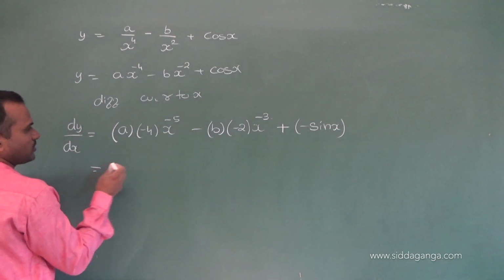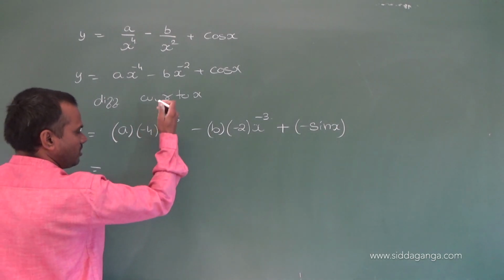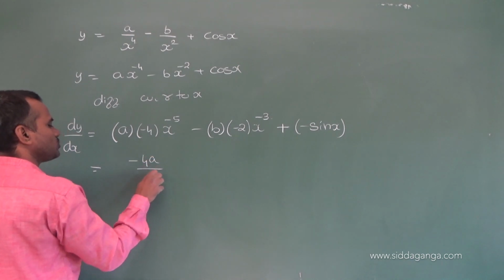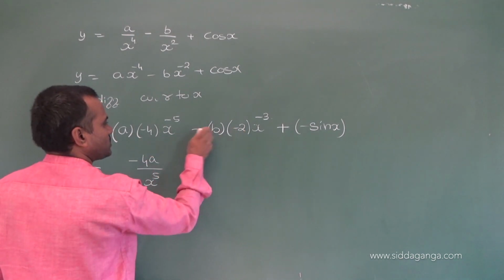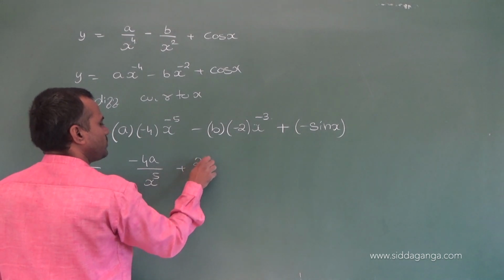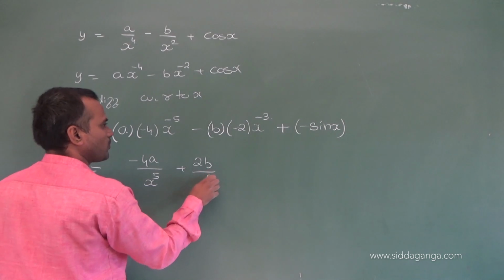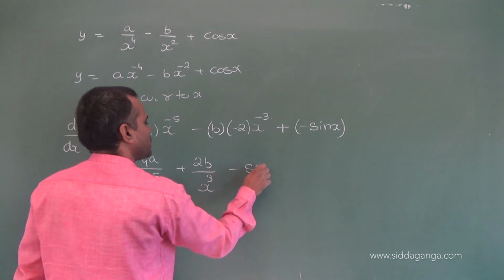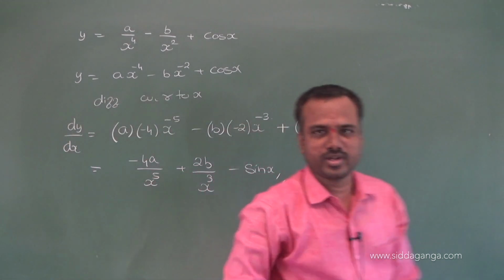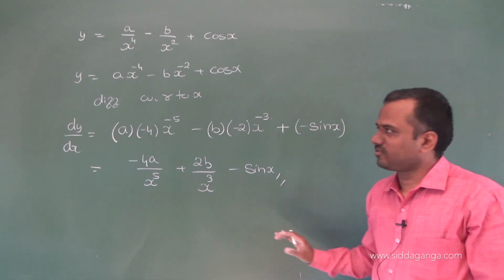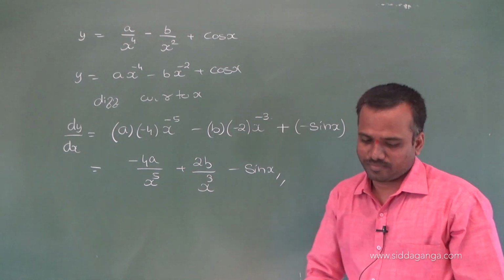Okay, I shift x to the power minus 5 from numerator to denominator: minus 4a divided by x to the power 5. Minus into minus gives plus 2b divided by, shift x to the power minus 3 from numerator to denominator, it becomes plus, minus sin x. Minus sin x. Observe this problem carefully. Very simple problem. Next problem.